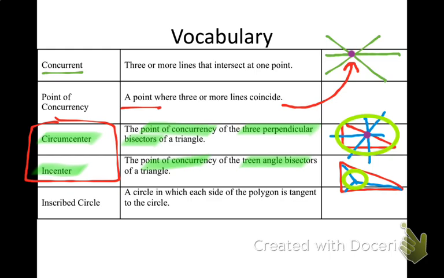You get what is an inscribed circle. Because it's equidistant to all the sides, I can draw a perfect circle on the inside of a triangle. It's called the incenter, and that makes what's called an inscribed circle. It's a circle in which each side of the polygon is tangent. Tangent means it runs right along without intersecting. So that's tangent. Notice the difference. Circumcenter, I can fit a circle around the triangle. Incenter, I can fit a circle on the inside of the triangle.